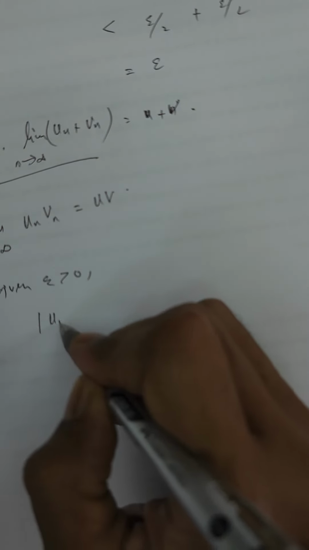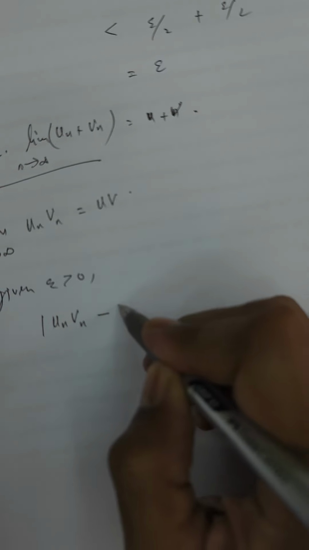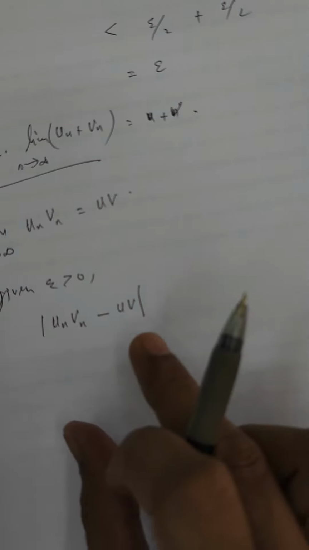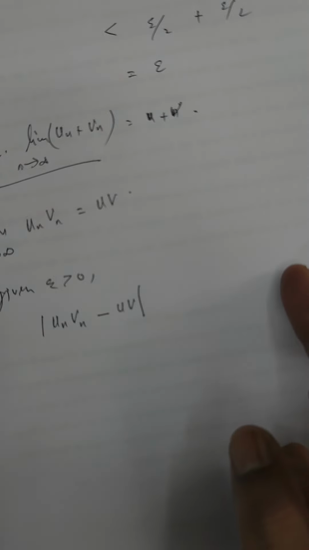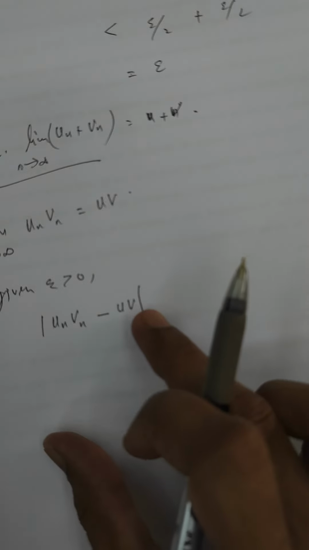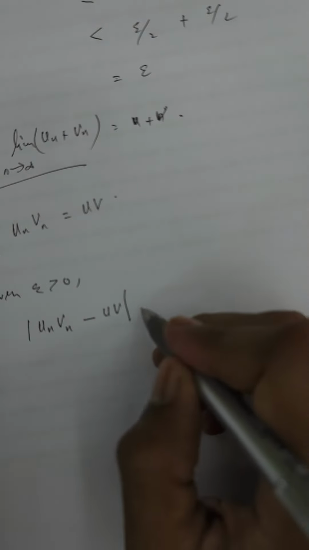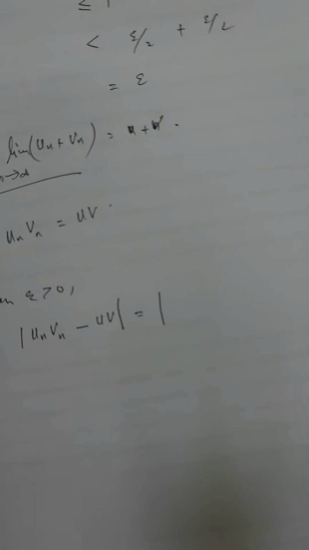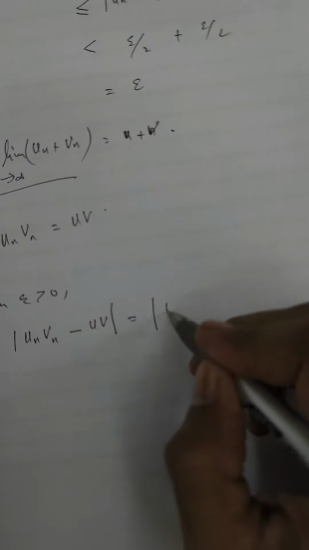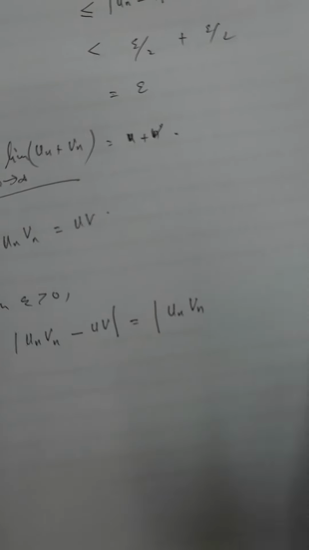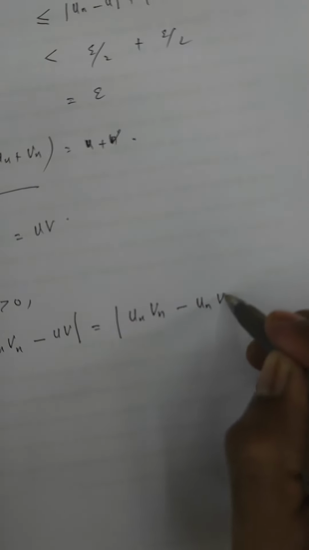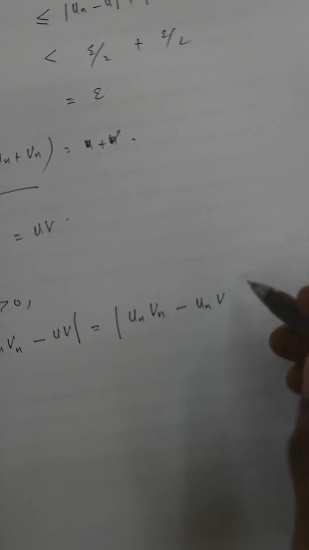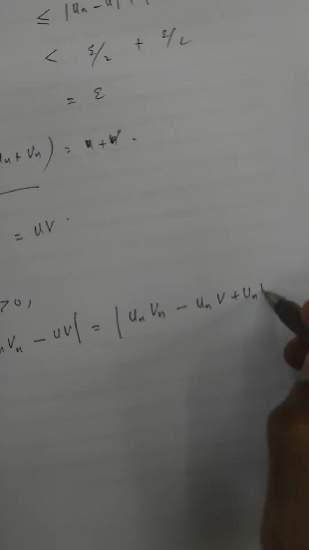So we have unvn minus uv. Now this is the crucial part. How can we split those un and vn and u and v? Okay, so what we can do here, you can write this equal to un vn. Now you can use add and minus, the same thing. So minus, I choose un v. So we minus that one, we plus again un v.